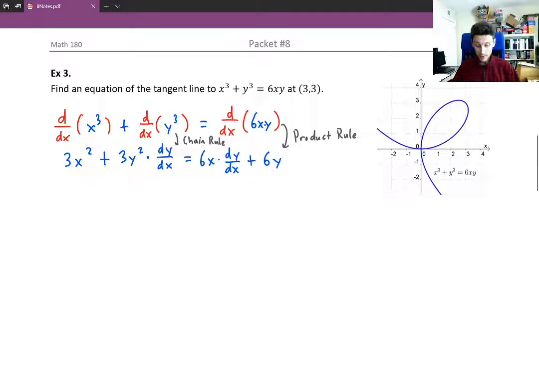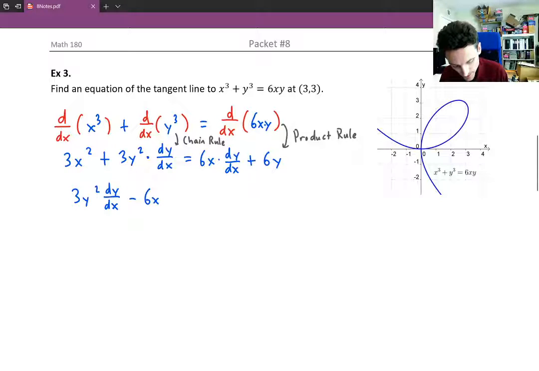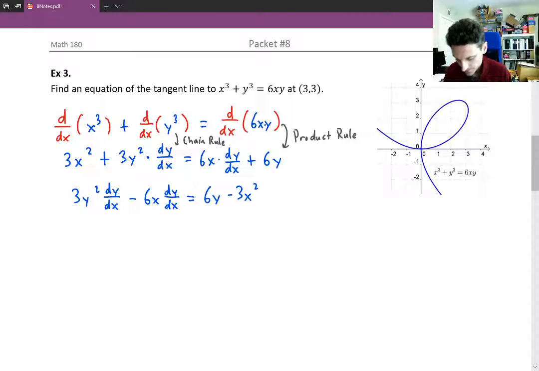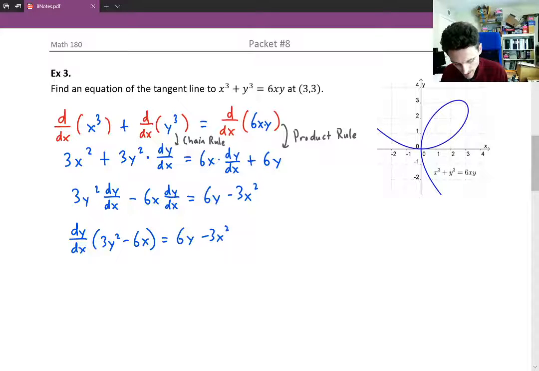Now we have a couple of dy/dx's popping out. Let's bring them all over to one side, bring all the non-dy/dx terms to the other side, and then we'll be able to solve for dy/dx. So the 3y squared dy/dx will stay on the left. You'll subtract the 6x dy/dx to the left, and then subtract the 3x squared to the right. So you'll have 6y minus 3x squared. Now we can factor out a dy/dx. And divide.